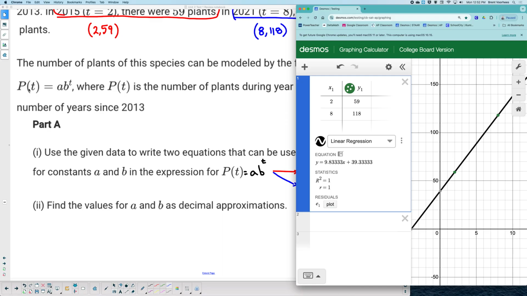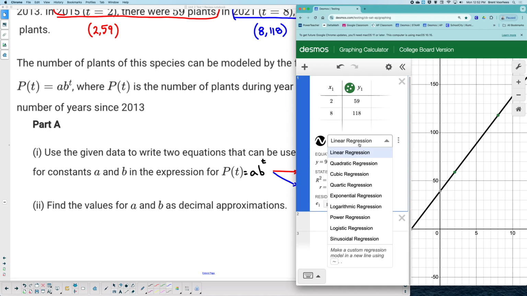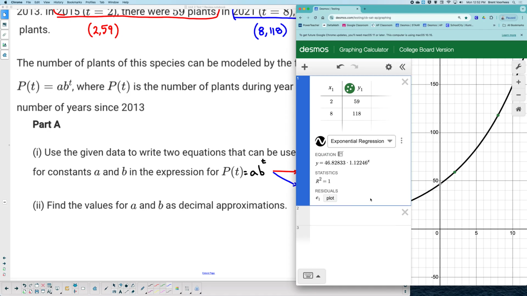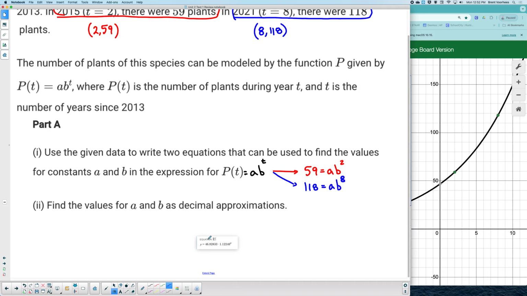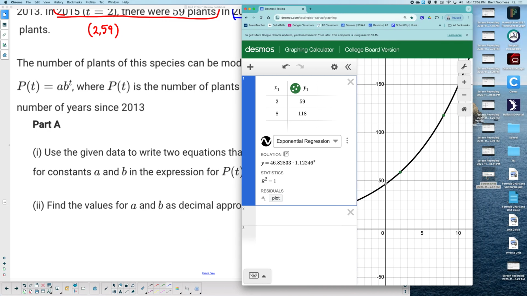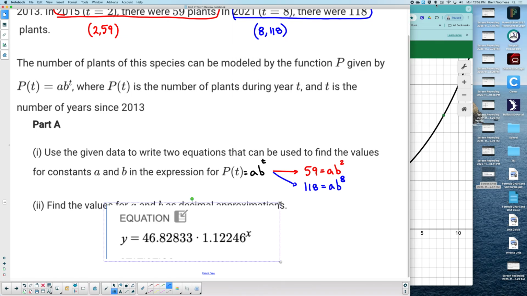Regression. What type of equation is this right here? Is that linear? No. What type is it? Exponential. Go to exponential. There's our equation right there. Okay, there's my equation.